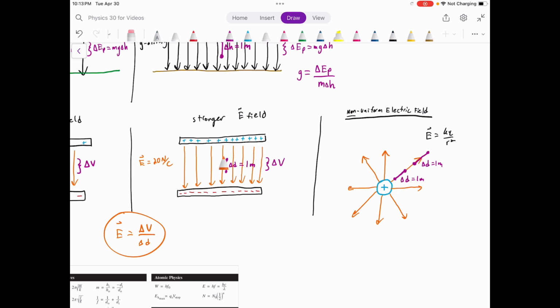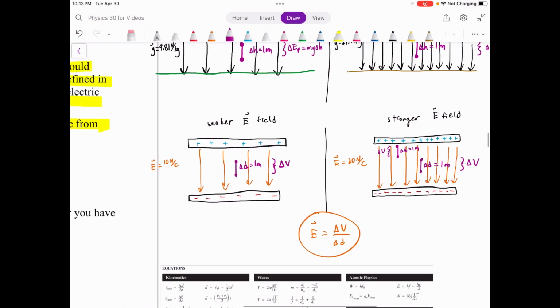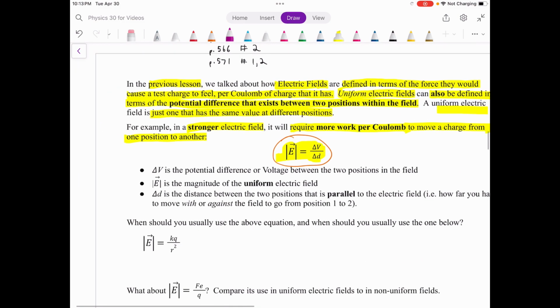That's not a problem for this uniform electric field. No matter where I am in this uniform electric field, because the electric field has the same strength anywhere, this change in distance of 1 meter will always be associated with the same potential difference. The difference in energy something would have here versus here is actually the exact same difference in energy it would have here versus here, because it is a uniform electric field, okay?